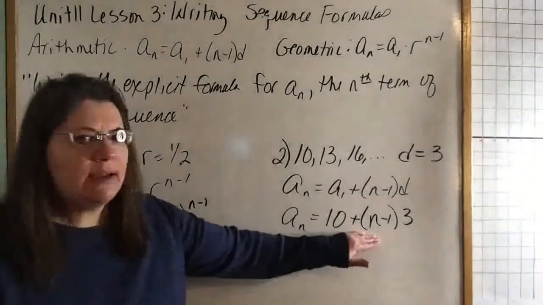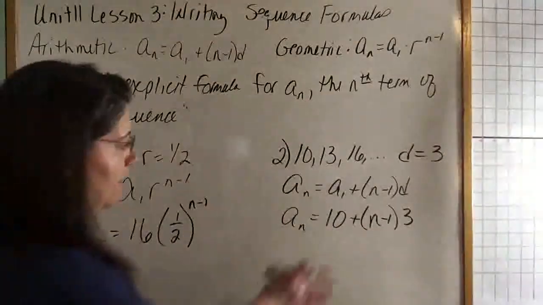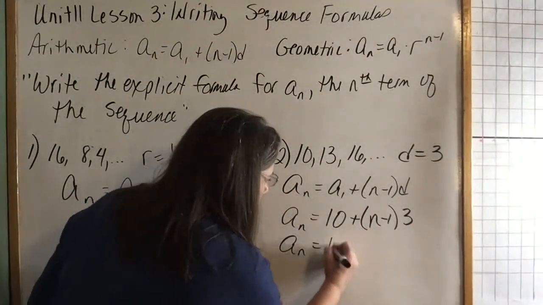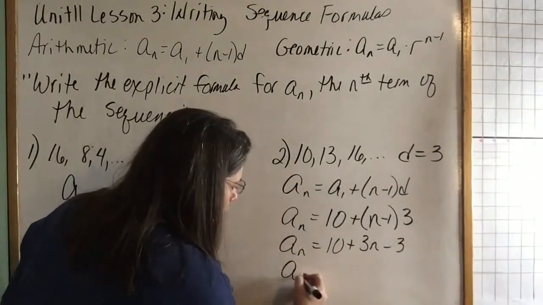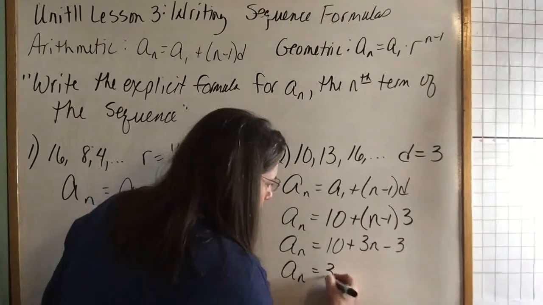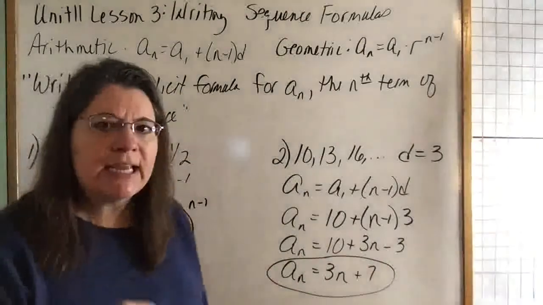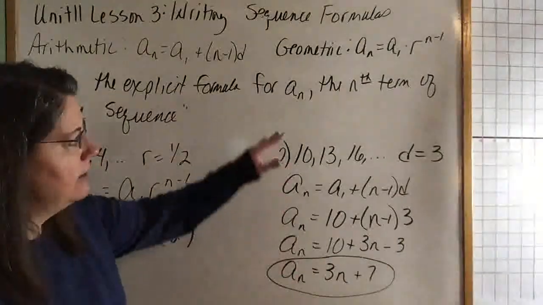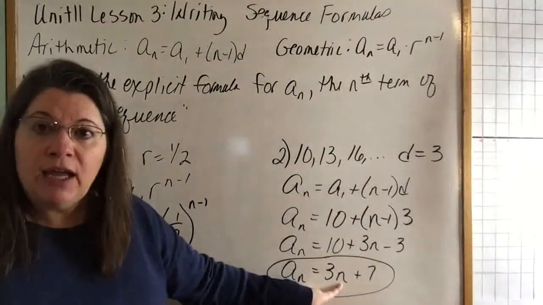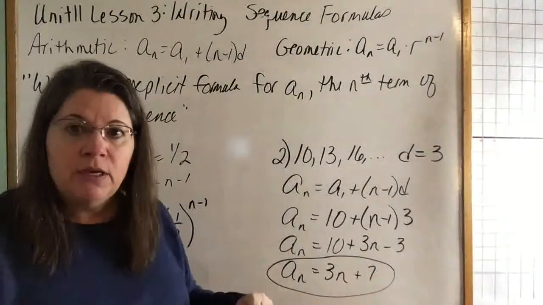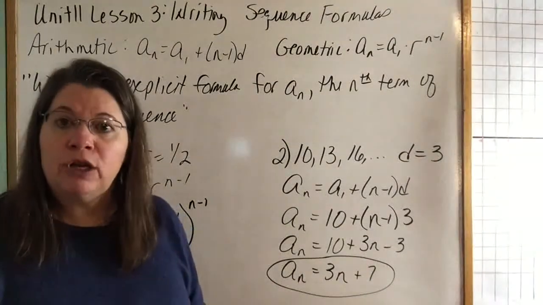Now, for arithmetic formulas, you're going to be able to simplify, and they're going to be looking for the simplified form. So I'm going to simplify that. I'm going to distribute the 3, and then I'm going to rewrite it in descending order. So 3n plus 7. This formula will allow us to find any term in the sequence. So if I want to find the 100th term, I would plug 100 in for n, and I'll get the 100th term, in this case 307. So this formula that we've just generated will allow us to find any term number that we're looking for in any arithmetic or geometric sequence.